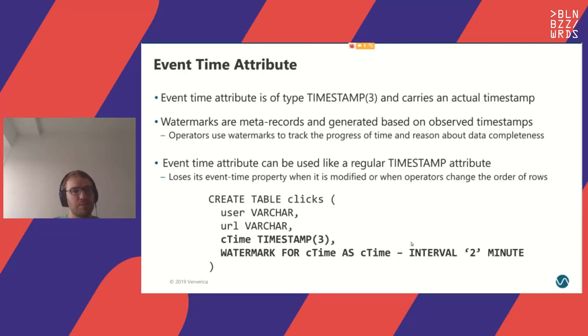In addition to this timestamp field, we need to define some kind of watermark. Watermarks are, in Flink, meta records that are generated based on the timestamps that are being observed. So you see here that we define a watermark for this event time attribute cTime, and we define it as cTime minus 2 minutes. So what this basically means is that the watermark that the system sees is always the highest cTime attribute that was seen by the system minus 2 minutes.